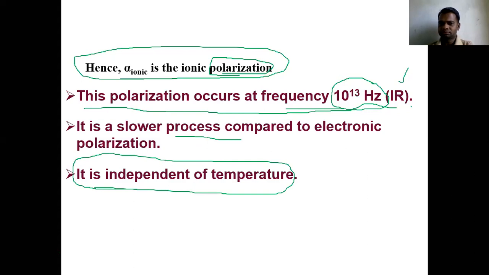Are you understood? Ionic polarization occurs only at the frequency in the range of ion, that is 10 to the power of 13 hertz. It is very slow when compared to electronic. It is independent of temperature. Ionic polarization is faster when compared to orientational polarization. When compared to electronic polarization, it is very slow. That's why I am saying. Now the ionic polarization is over.